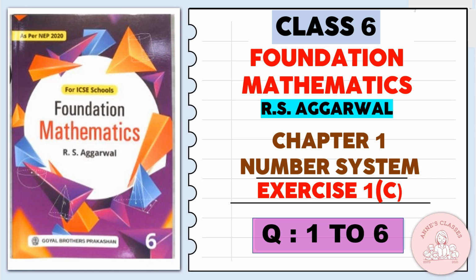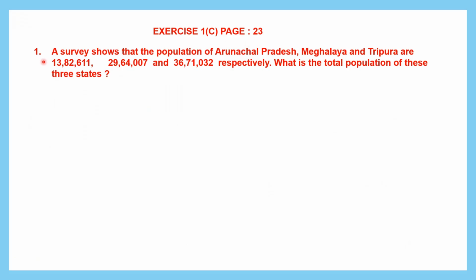Let's do chapter 1 number system exercise 1C number 23 question 1. A survey shows that the population of Arunachal Pradesh, Meghalaya and Tripura are 13,82,611, 29,64,007, 36,71,032 respectively. What is the total population of these three states?